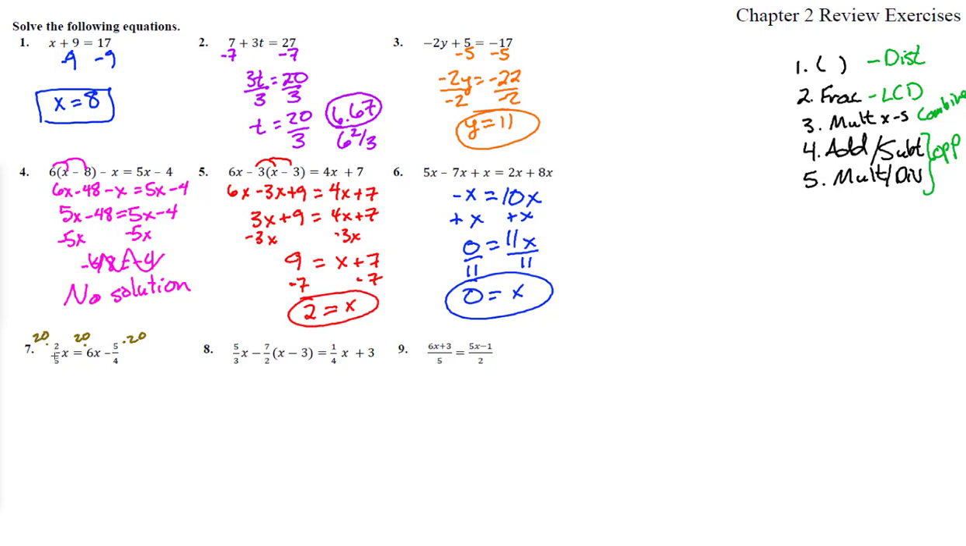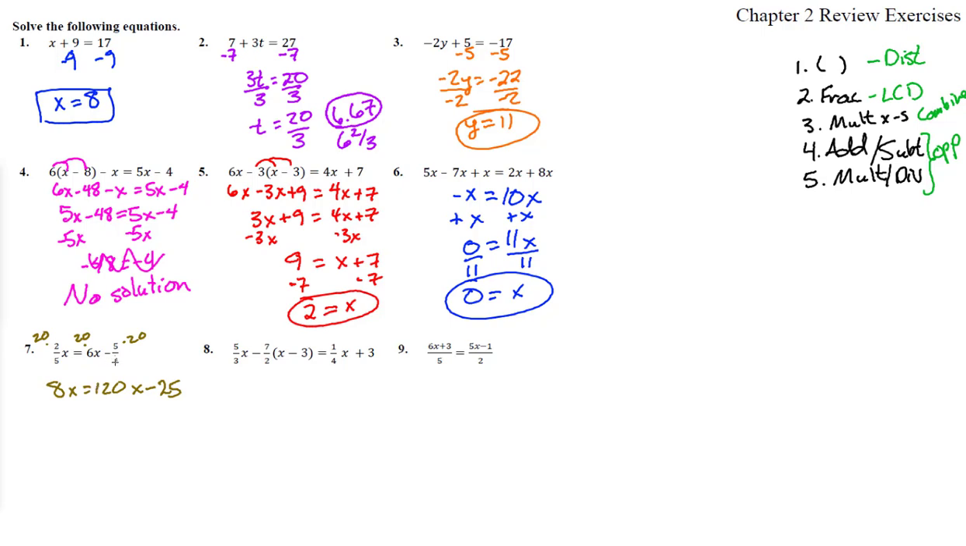So 20 times 2/5, you can do that in your calculator if you'd like to, or the long way: 20 times 2 is 40, divided by 5 is 8x. 20 times 6 is 120x, minus 5 times 20 is 100, divided by 4 is, I mean, not 125, just 25. There you go. Or you could do it the other way: 20 divided by 5 is 4 times 2. 20 divided by 4 is 5 times 5, and you get 25.